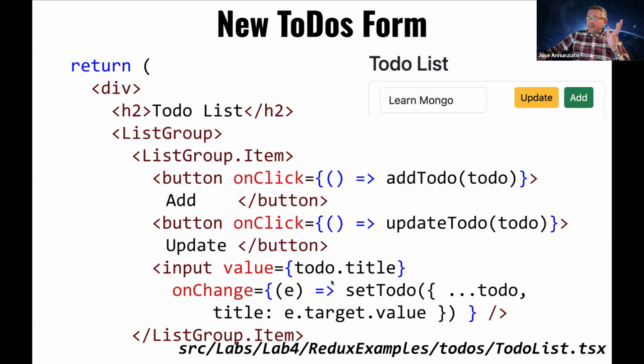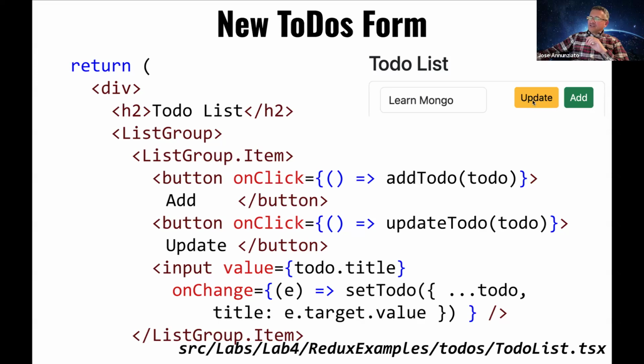And I can edit it. I can set the to-do to whatever. I can change the value of the title. I can type in something, and then I can either click on add, and it will add this new to-do to the end of the array, or it'll update the to-do. Now, update only makes sense if I've selected a particular to-do that I want to edit.